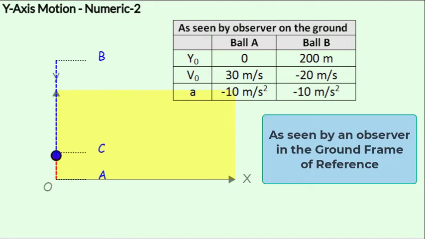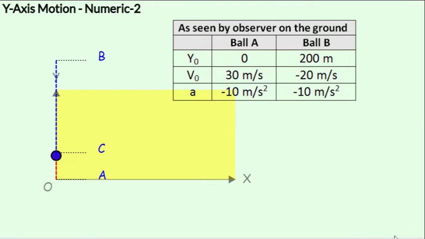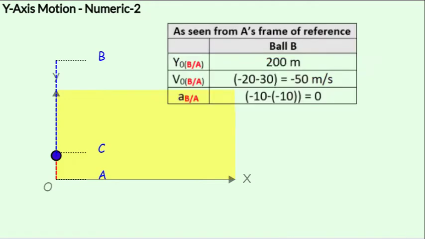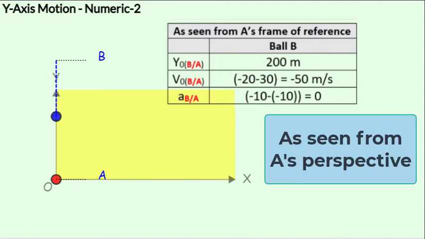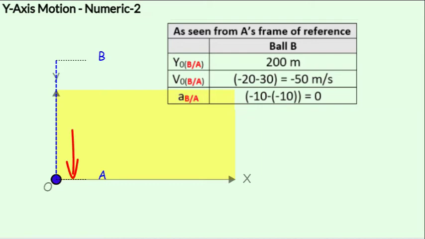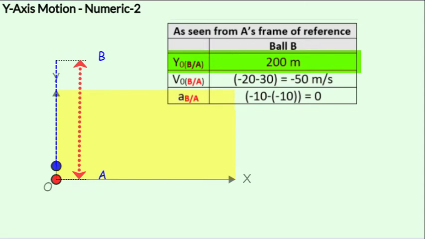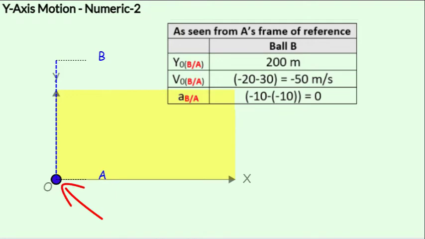Now let's see this from A's perspective. In its own frame of reference, A is considered to be at rest, and this is how A sees B approaching it. The initial displacement of B with respect to A is 200 meters, and the final displacement of B with respect to A is 0 since they end up meeting.